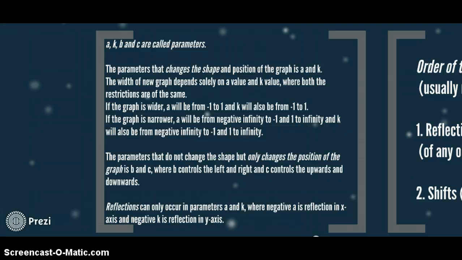The parameters that do not change the shape but only change the position of the graph are B and C, where B controls the left and right and C controls the upwards and downwards. Reflections can only occur in parameters A and K, where negative A is reflection in x-axis, and negative K is reflection in y-axis.